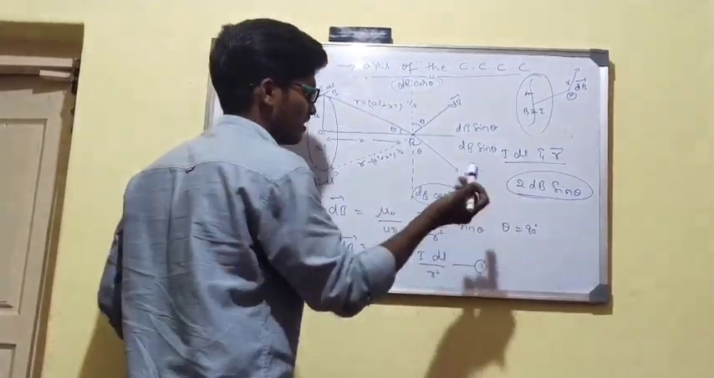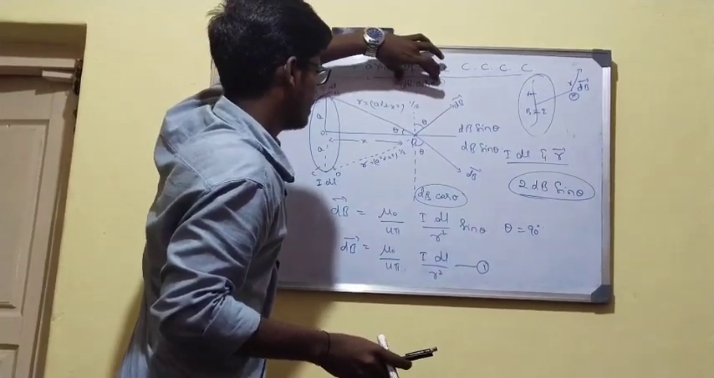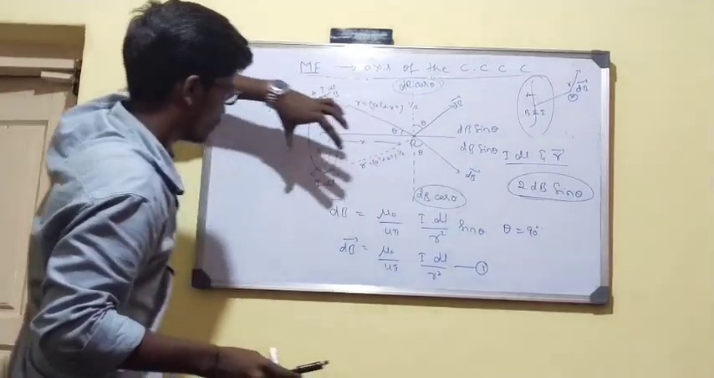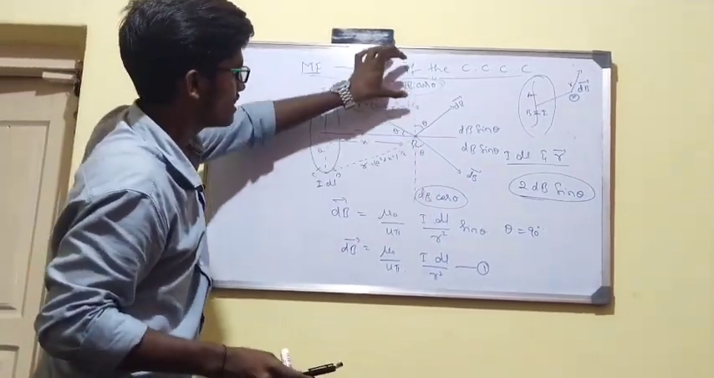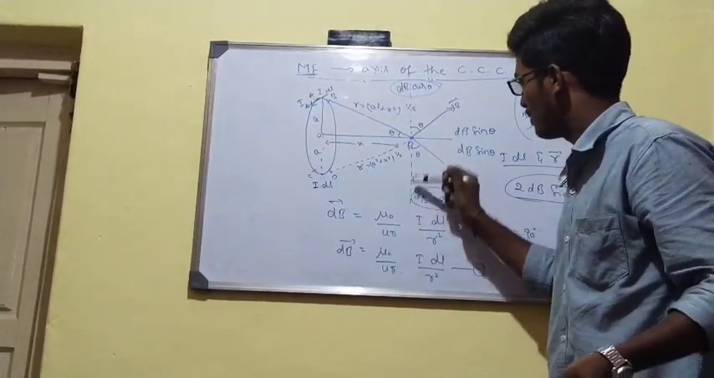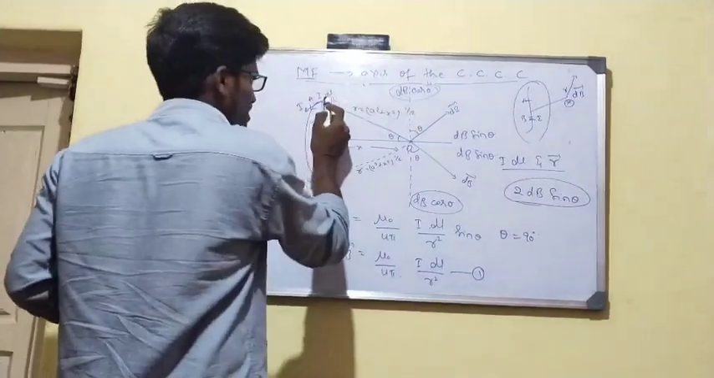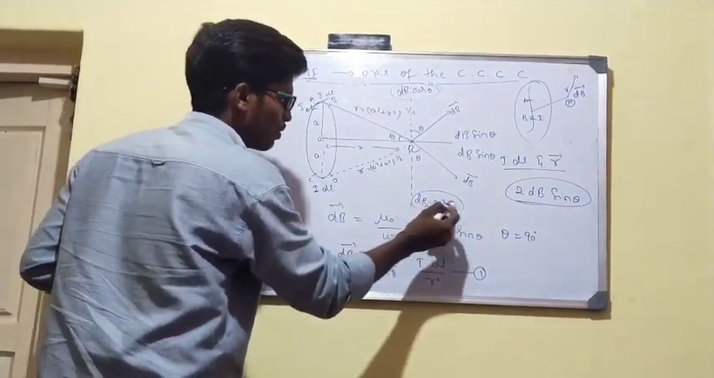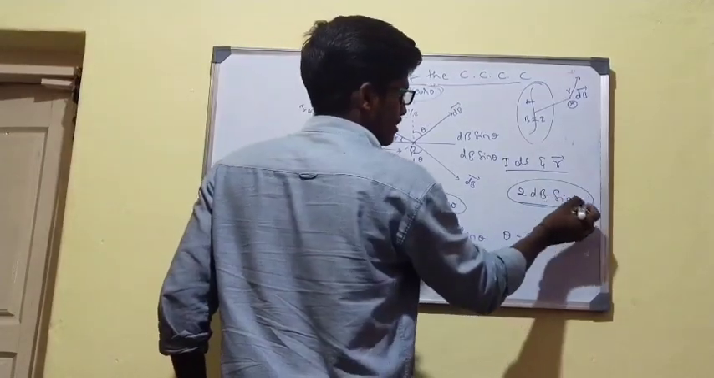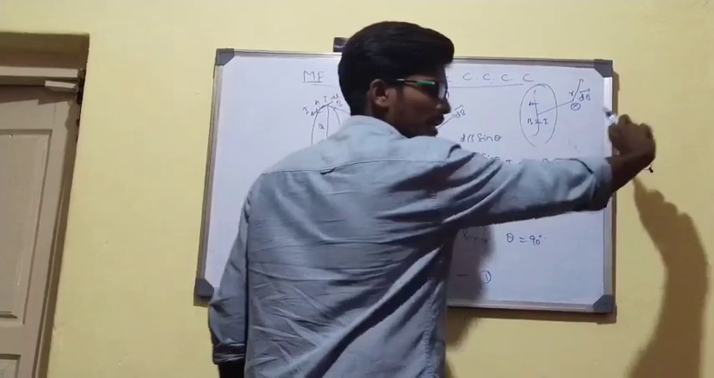Sorry, where has cos theta gone? Here, this dB cos theta is because of this current element, and this dB cos theta is because of this other current element. These two are in the same plane but opposite in direction. Therefore, the dB cos theta because of this current element is cancelled out by the dB cos theta because of the other current element. Then I will get 2 dB sin theta. The horizontal components add up because they are in the same direction.